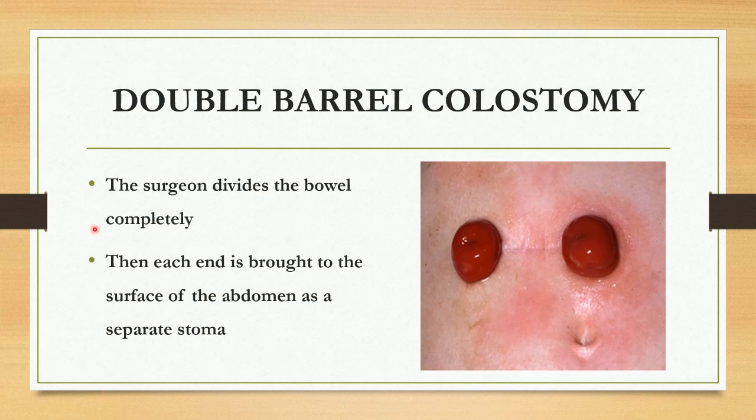The next type is double barrel colostomy. Here, the surgeon divides the bowel completely, then each end is brought to the surface of the abdomen as a separate stoma, as you can see in the picture.